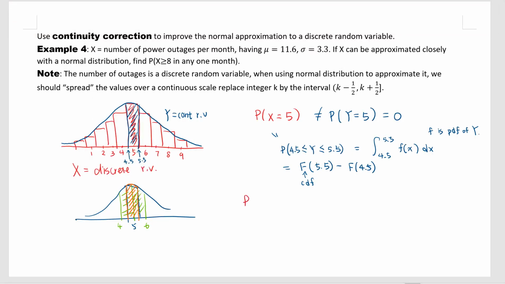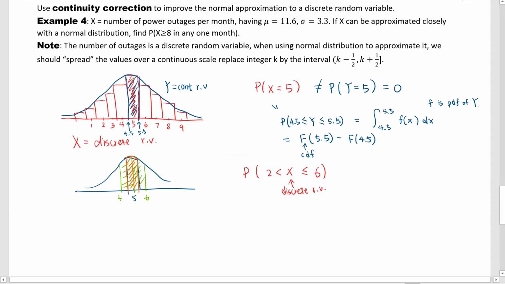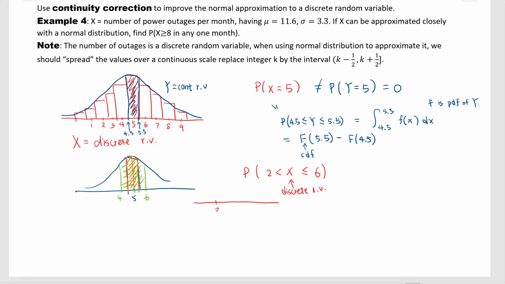So for example, if we are asking, okay, 2 less than x, less than or equal to 6, something like that. Here x is the discrete random variable. So from 2 to 6, do you include the 2? Let me draw the picture here. From 2 to 6, do you include the 2? No. Do you include 6? Yes.